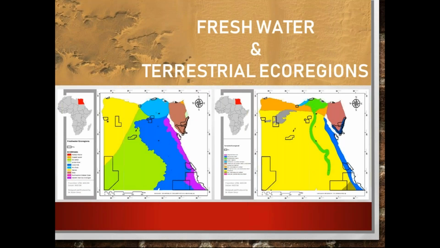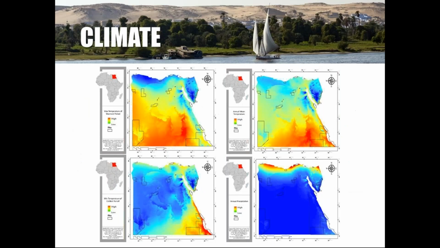This data is extracted from UN Biodiversity Lab about the freshwater and terrestrial ecoregions, and each region is classified and calculated in each protected area. Next slide. This is the climate variables of Egypt, which presents the maximum, minimum, and precipitation in Egypt. This will help decision makers to determine and assess biodiversity and species patterns in each protected area. Next slide.